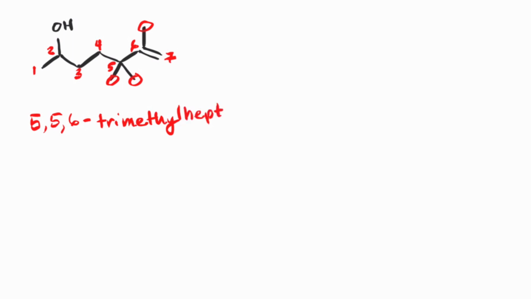But it's not a simple alkane, since there's a double bond, so we have to indicate that the double bond starts at carbon number 6. So we put a dash in 6-ene, and finally, the parent functional group is the alcohol, and it's at number 2. So this gives us our complete name: 5,5,6-trimethylhept-6-en-2-ol. Again, the 6-ene is where the alkene starts, and the 2-ol is where the alcohol is located.